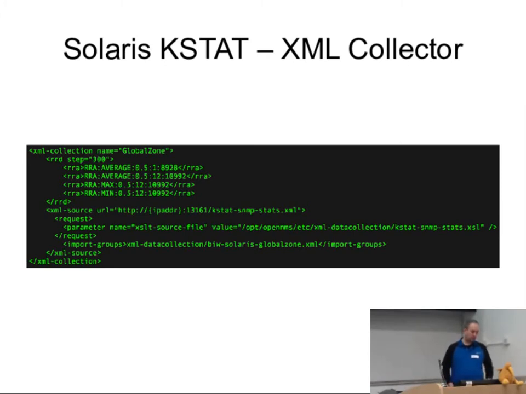The XML source gives you a URL that you want to be able to fetch your data from. I'm using an HTTP request here, and that's going through the Apache HTTP client libraries. There's also file-based parsing, file requests, and there's a 3GPP, which will do, I believe, a type of SSH connection into the system to pull. What? SCP.